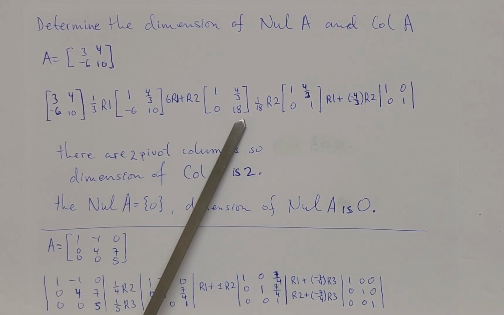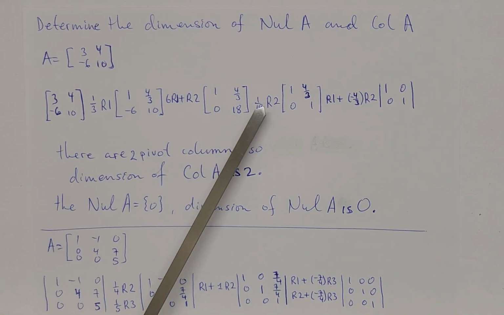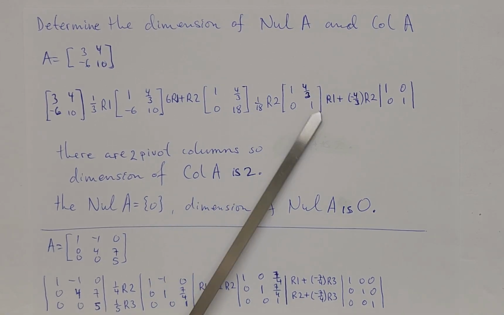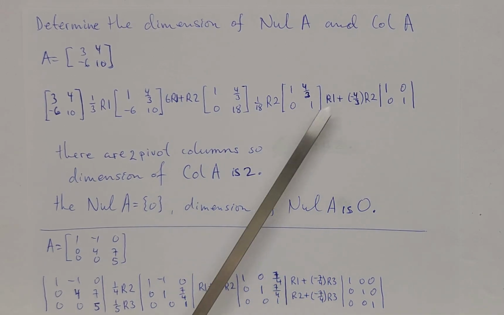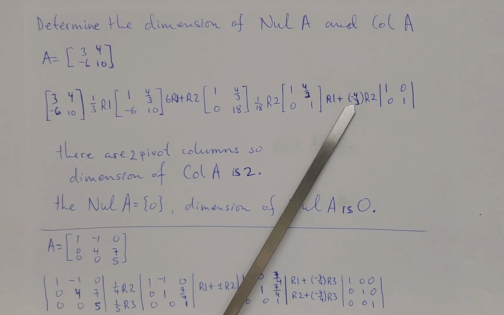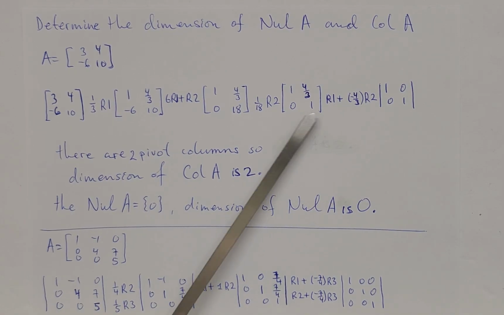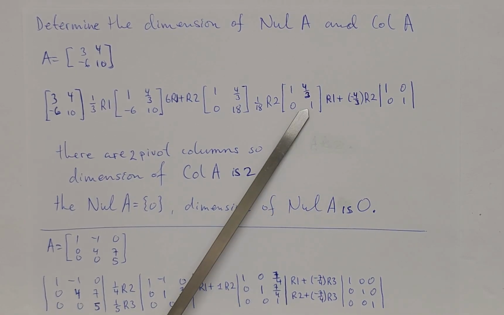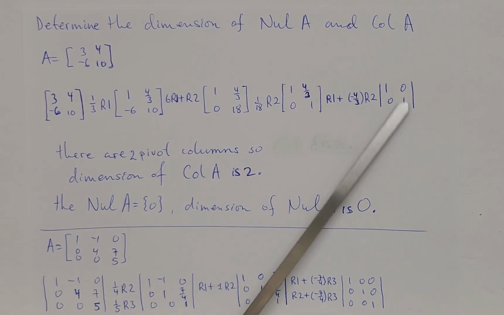Next, we need this 18 to be a 1 over here. So multiply by the reciprocal, 1 over 18. 1 over 18 times 18 is 1. Next, we need this 4/3 to be a 0. So multiply by the opposite of positive 4/3, which is -4/3. So -4/3 times row 2 plus row 1. So -4/3 times 1 is -4/3, plus 4/3 gives me 0.